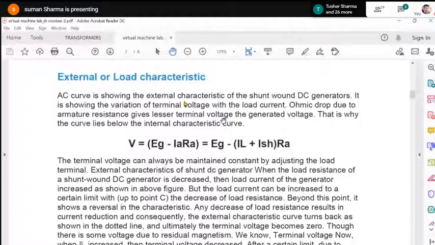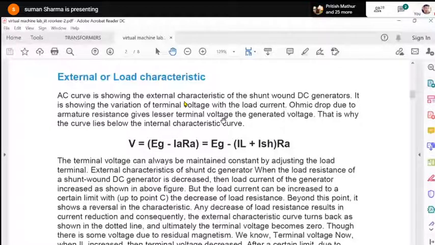What is the internal characteristic? It is EG versus IL, and from this EG we are subtracting the IaRa drop. So V is EG minus IaRa, and we are plotting this V versus the load current. This Ia is composed of two currents, the load current and the field winding current Ish, so it can be written as IL plus Ish. This Ish is negligible as compared to IL, so it is EG minus IL into Ra.